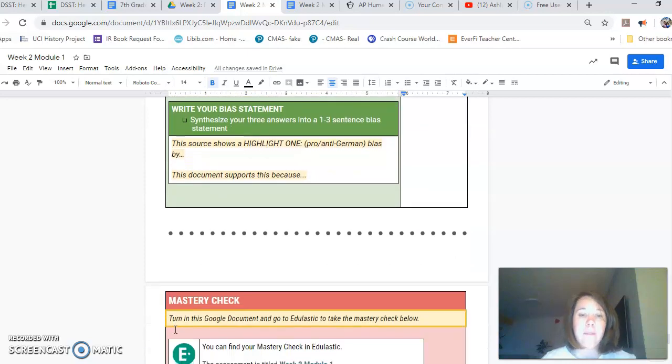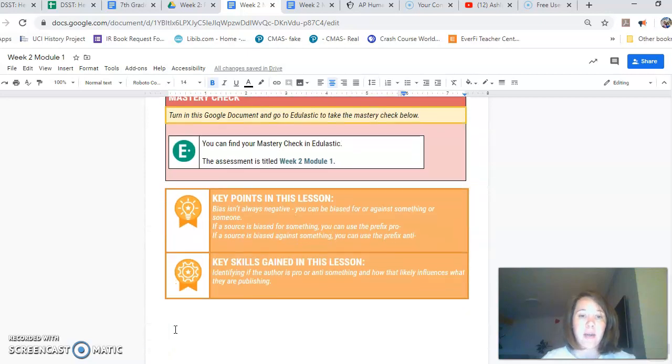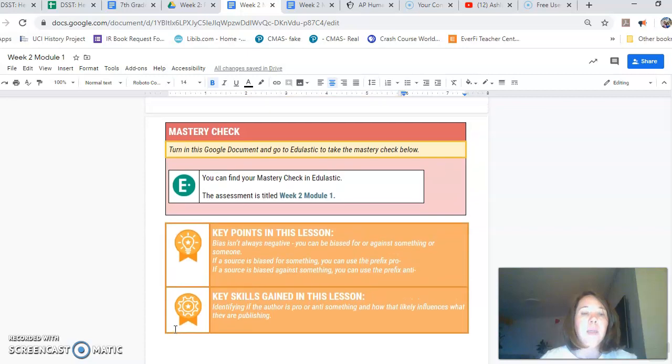Once you have done that, you are moving on to your mastery check. Make sure you are turning in this Google Doc. A lot of you did not do that last week, even after I explicitly asked for you to do it on Friday. Remember that you are going up to the top and doing the turn in. Mine says share, yours will say turn in. Once you've done that, go to your mastery check in Edulastic. You are looking for the assessment that is titled Week 2, Module 1.